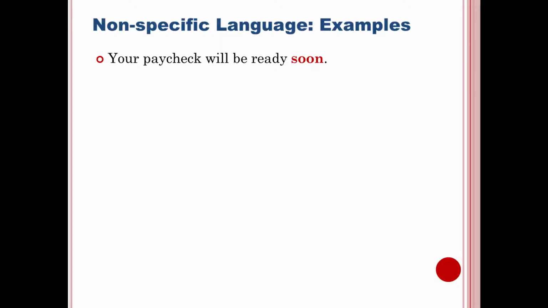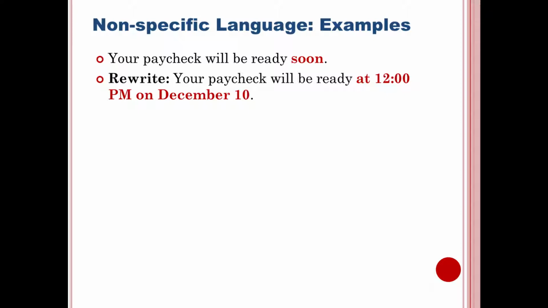An example here, your paycheck will be ready soon. When my paycheck account is running empty, I want my check in 10 minutes. So soon has a different meaning to me than it will have to the person writing the sentence. We need to be specific so everybody on both sides understands when the paycheck will be ready. So a good rewrite would be, your paycheck will be ready at 12 p.m. on December 10.